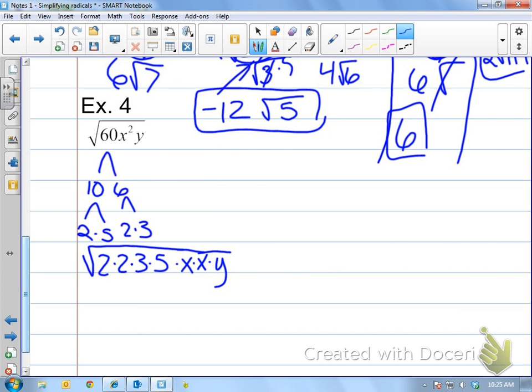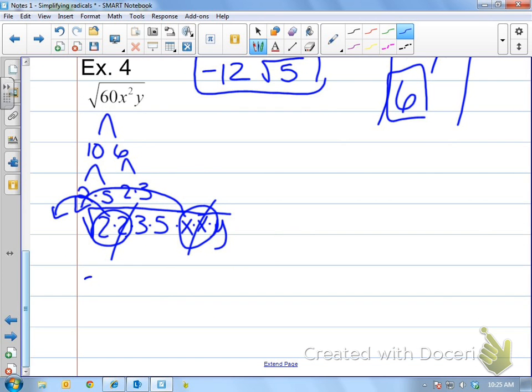So I still circle my pairs, even if my pairs are variables. It still follows the same process. So we have that pair. What's our other pair? The x's. So both of these have something come outside. We kill the other one off. And you don't have to write the arrows to the outside. It's just to show you what I'm doing in your notes. But you don't have to write the arrows for the assignment. So we have 2 and x outside.